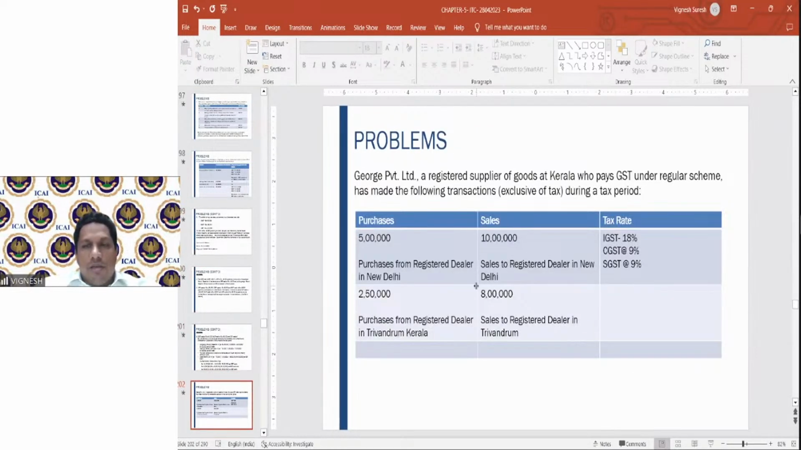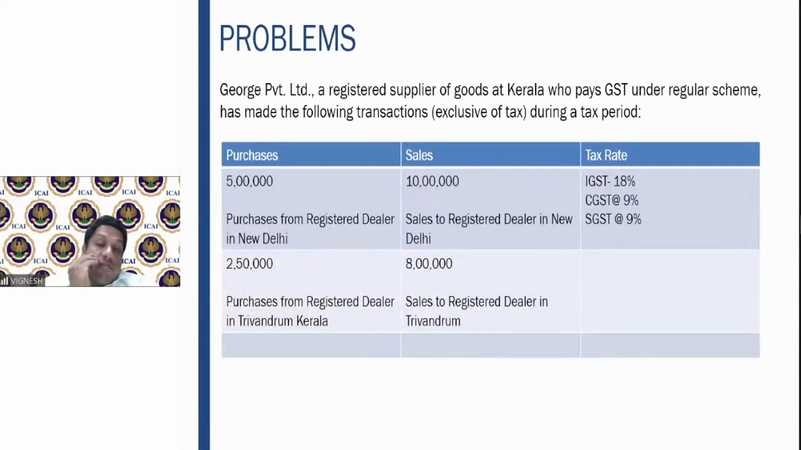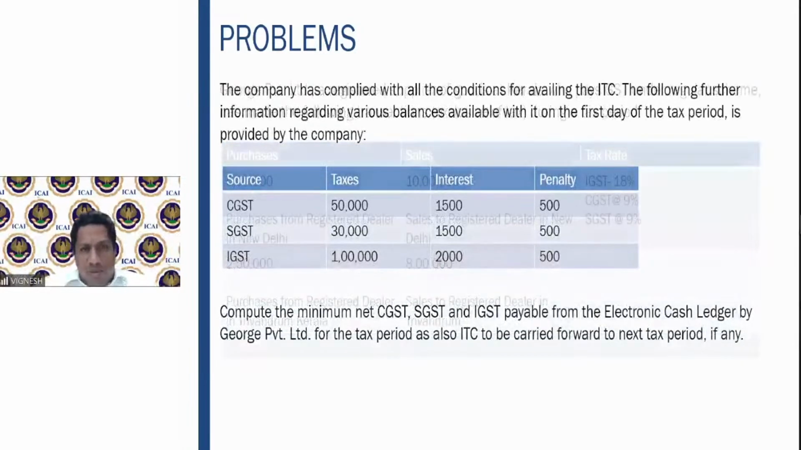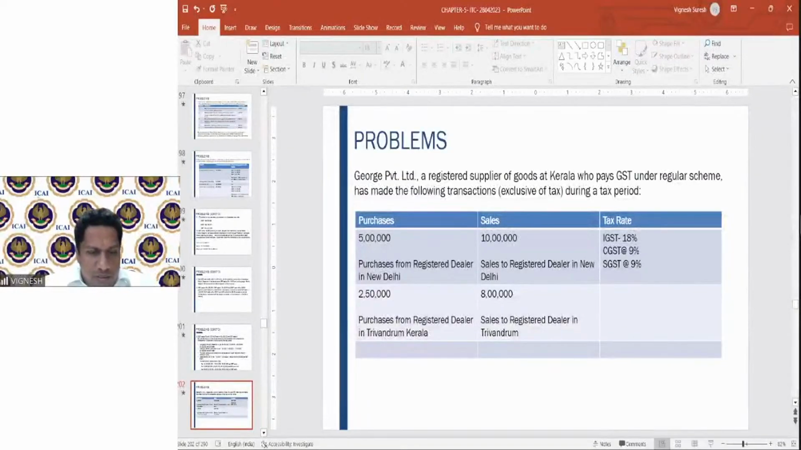Now we look at the next question. George Private Limited, a registered supplier of goods at Kerala, who pays the GST under the regular scheme. On this also I will tell you which page it is. This is page number 8.129.